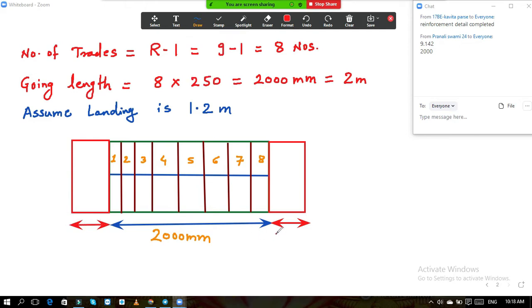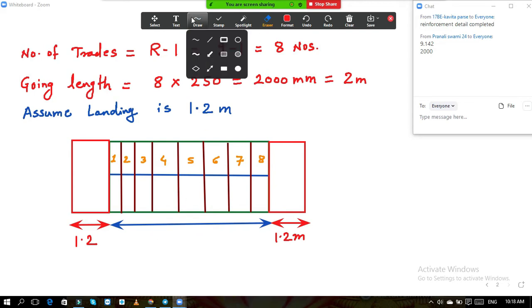So this is 1.2 meter. So 1200 mm, 1.2 meter. I will write this also in meter instead of 2000 mm. This is how much it is? It is 2 meter. Okay. Now the next thing that comes to our mind is, what about the support?